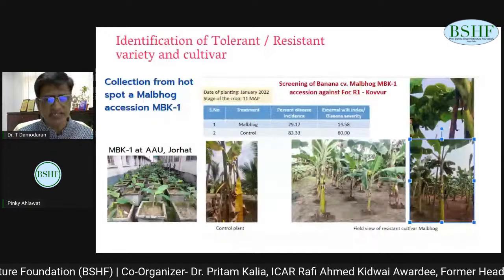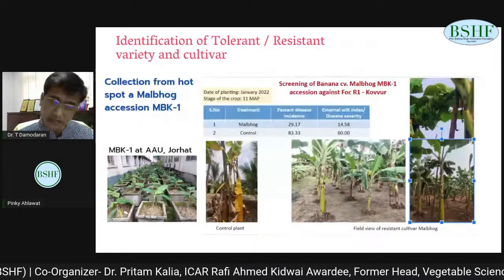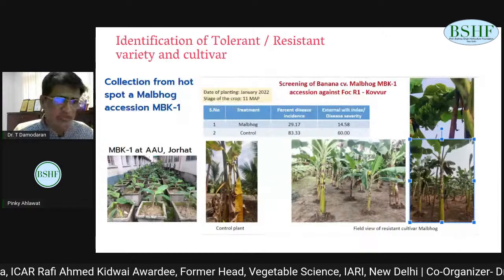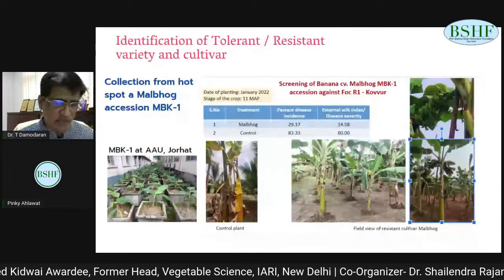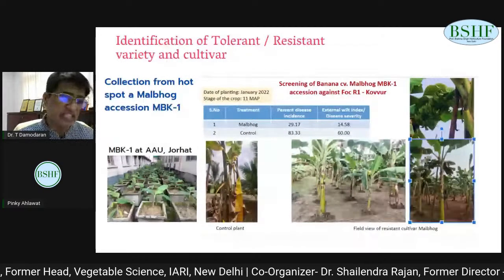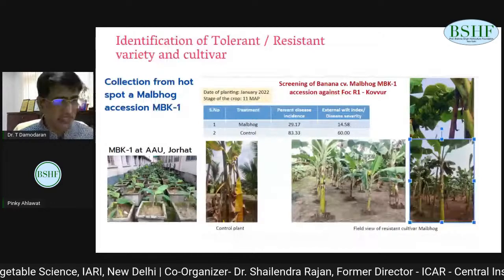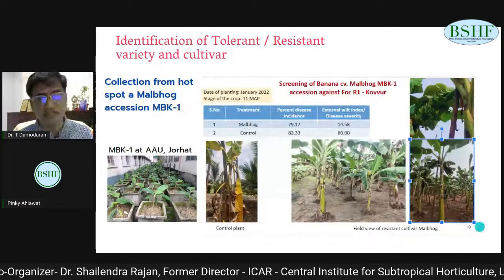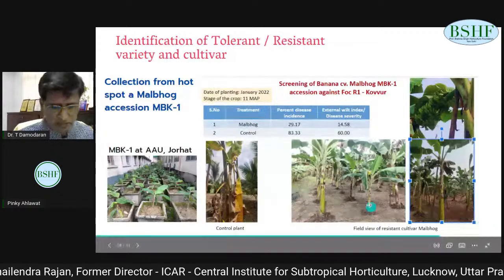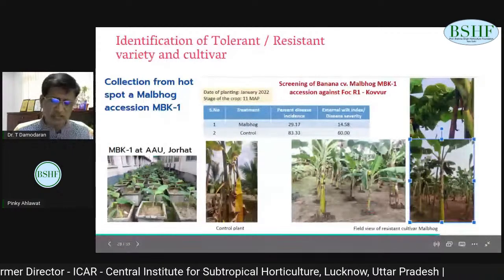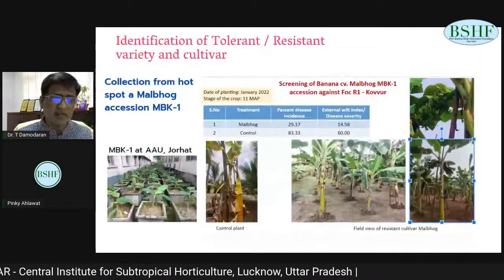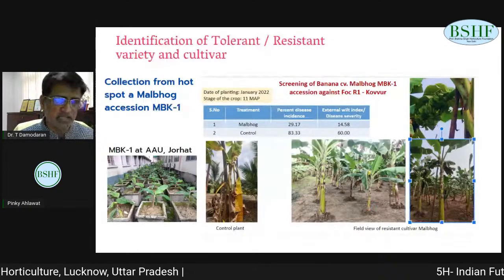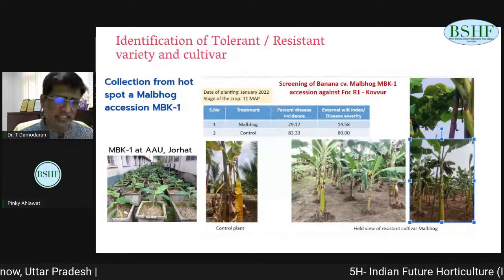Then we collected the material, and we thought we'd go for an evaluation against race 4 and against race 1. We did it for race 4 in our UP condition for this Marburg 1 collection. For race 1 we did it in collaboration with AAU, Assam Agriculture University, Jorhat, and we also roped in one of our ACRP partners, HRS Kovur, because they have a very good IMTP, the International MUSA Testing Program, wilt sick plot, which has been maintained for more than 25 years.